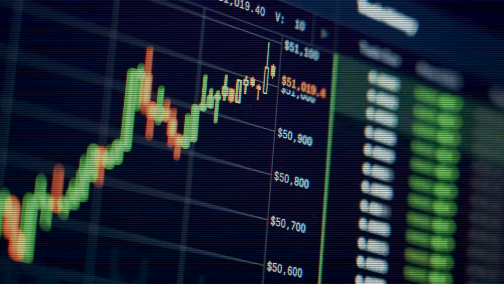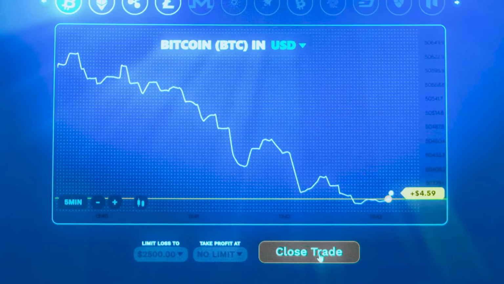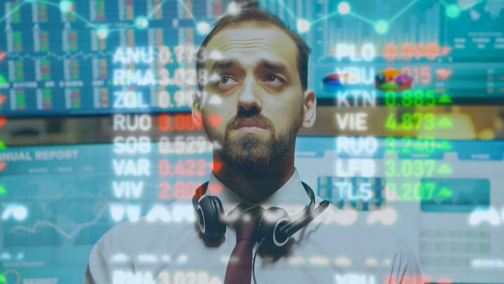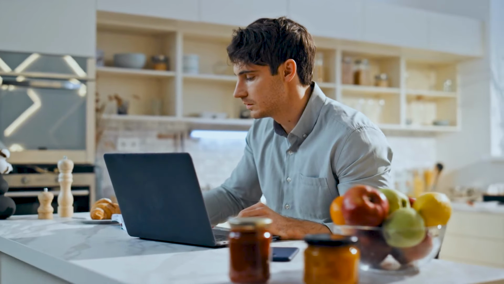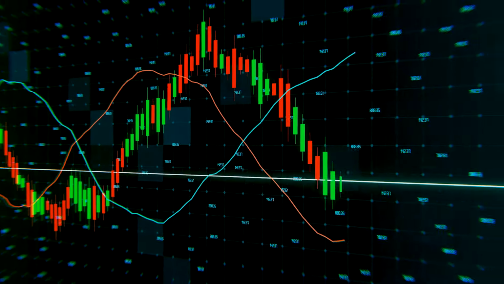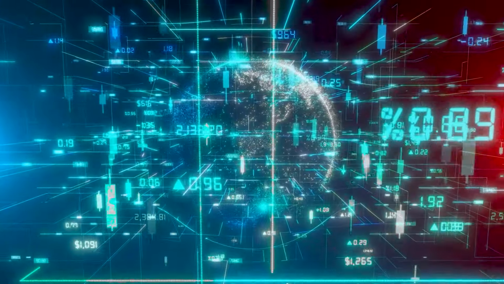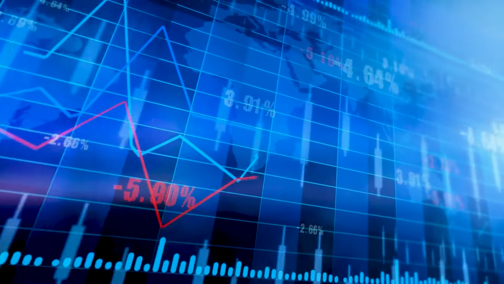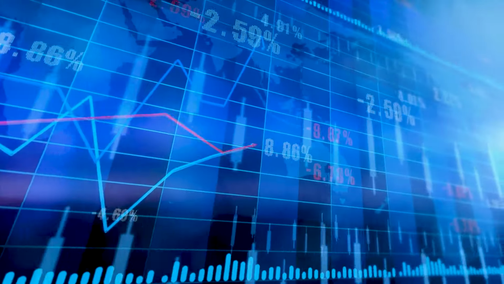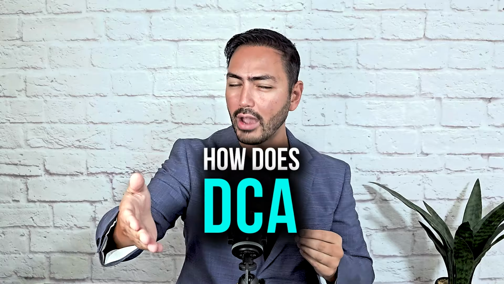With DCA, you don't have to worry about making emotional decisions, like buying when the prices are high or selling in a panic when the market drops. Instead, you're taking a disciplined approach by investing the same amount whether the market is going up, down, or sideways. This makes DCA particularly useful in volatile markets like crypto, where prices can swing dramatically in a very short period of time. So how does dollar cost averaging work?